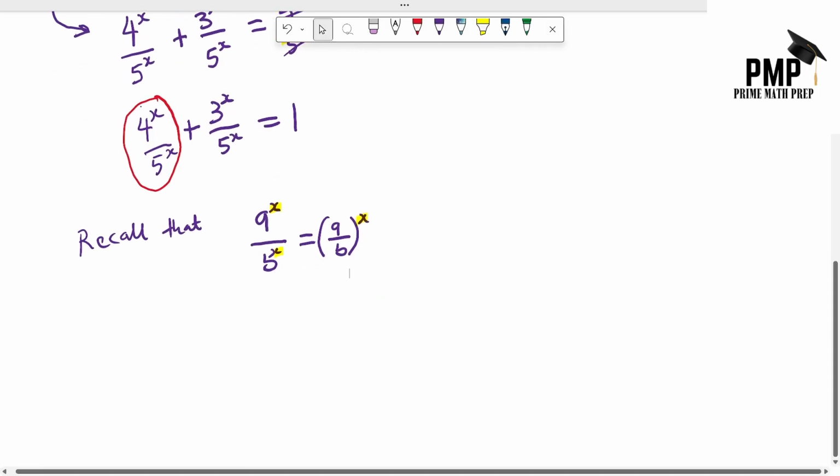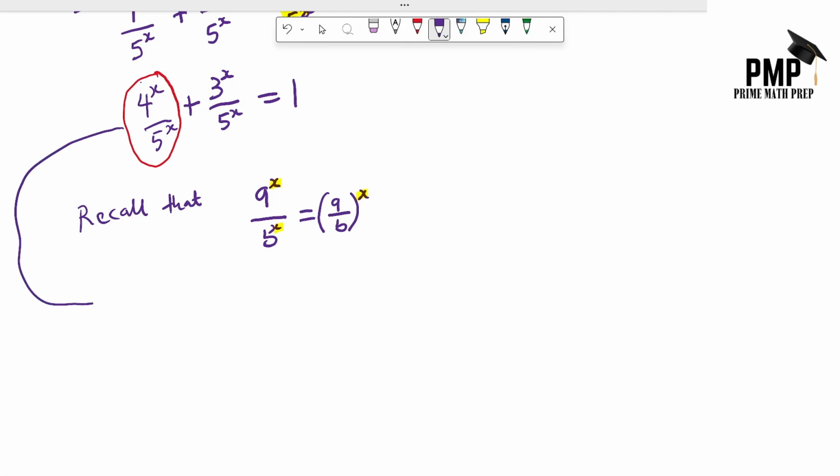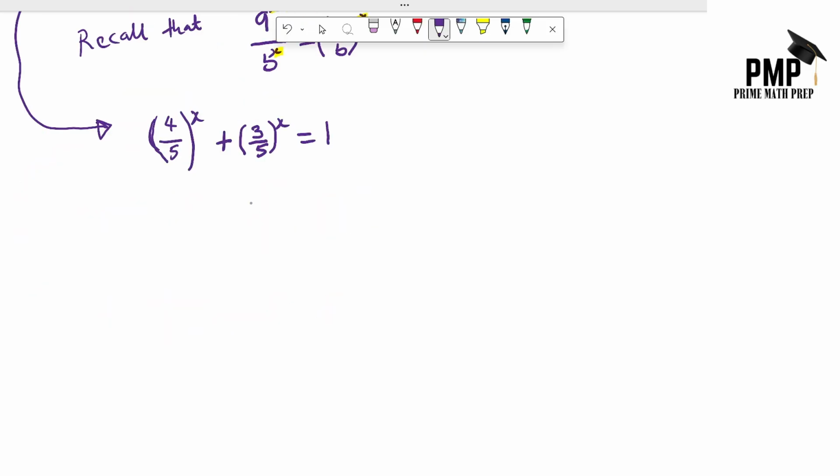So let's continue. If we substitute this identity into this equation, we will now have bracket 4 over 5 all to the power of x plus bracket 3 over 5 all to the power of x equal to 1. First, let's see test solutions of x that can give us 1. In order to get this, let us test some values.